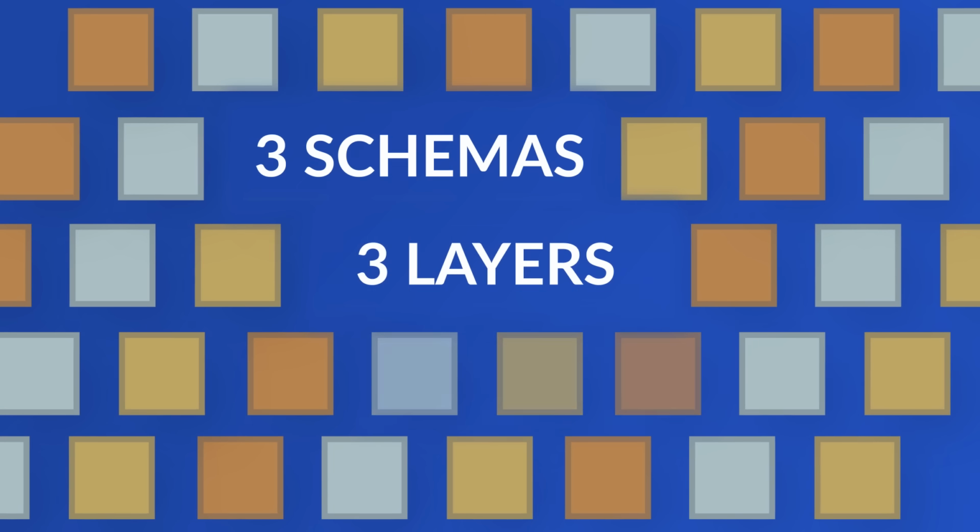Over the last few projects I've been involved in, I've noticed a pattern. Bronze, silver, gold, bronze, silver, gold. Three schemas, three layers every time. It doesn't really matter what the data set looks like. We just default to it.